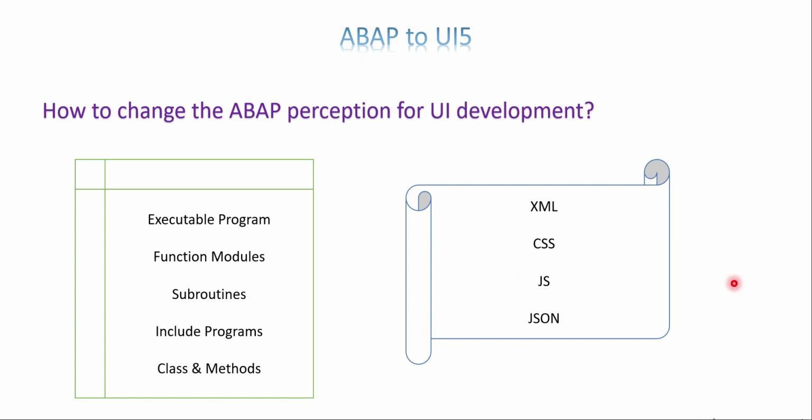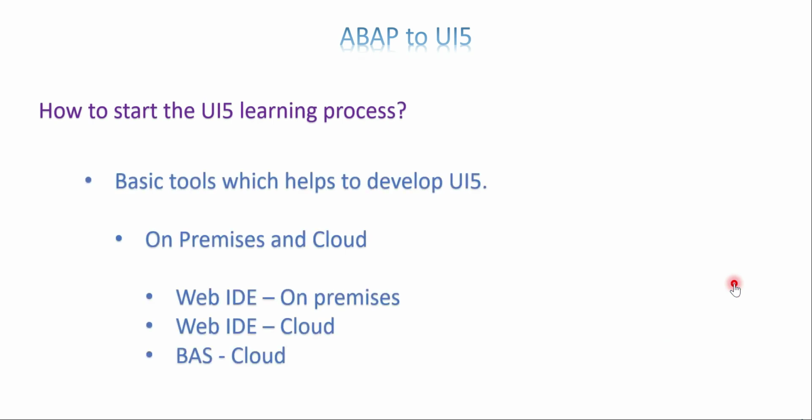Then the next is how to start the UI5 learning process. We need a tool, because we decided we are going to come out of GUI for UI5 development, so we need something to start developing UI5 code. For that we have some tools, on-premises and cloud. WebIDE is a tool where you can start developing your UI5 programs, and WebIDE is available in both places, on-premises and cloud.